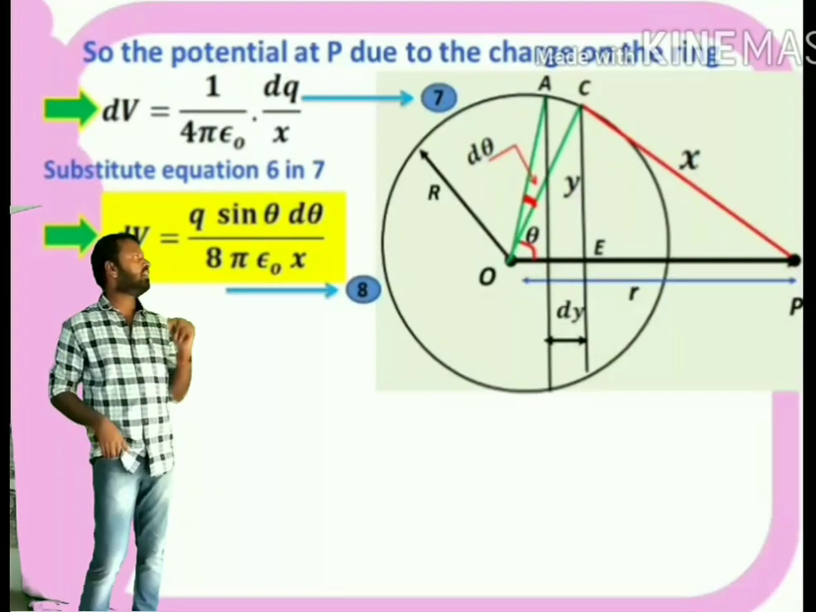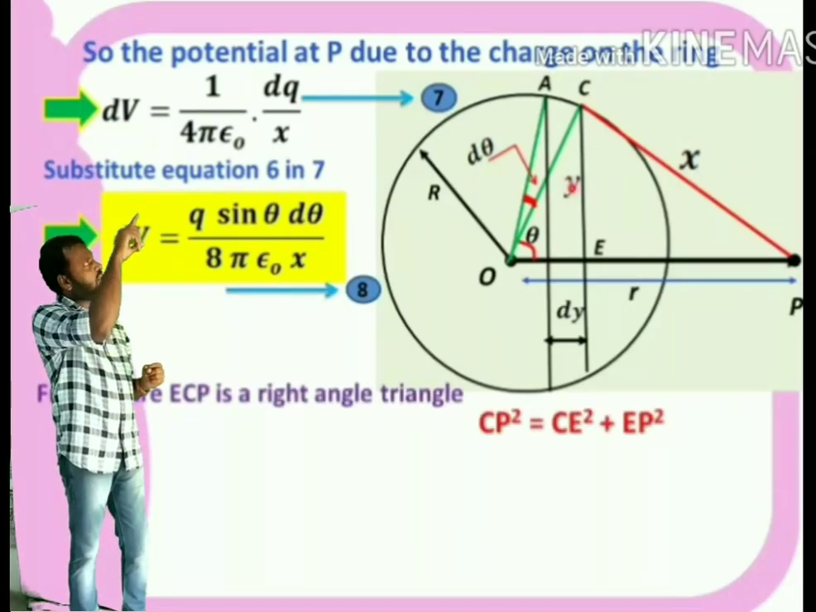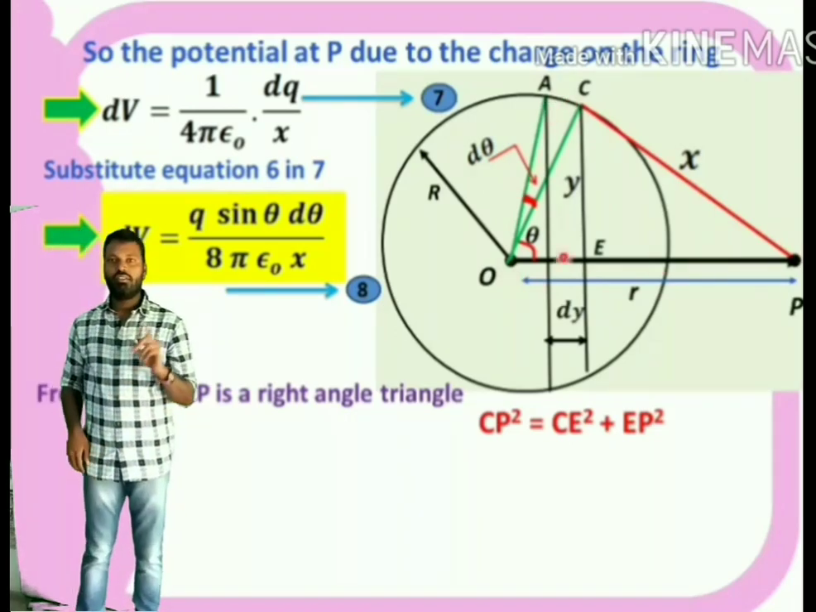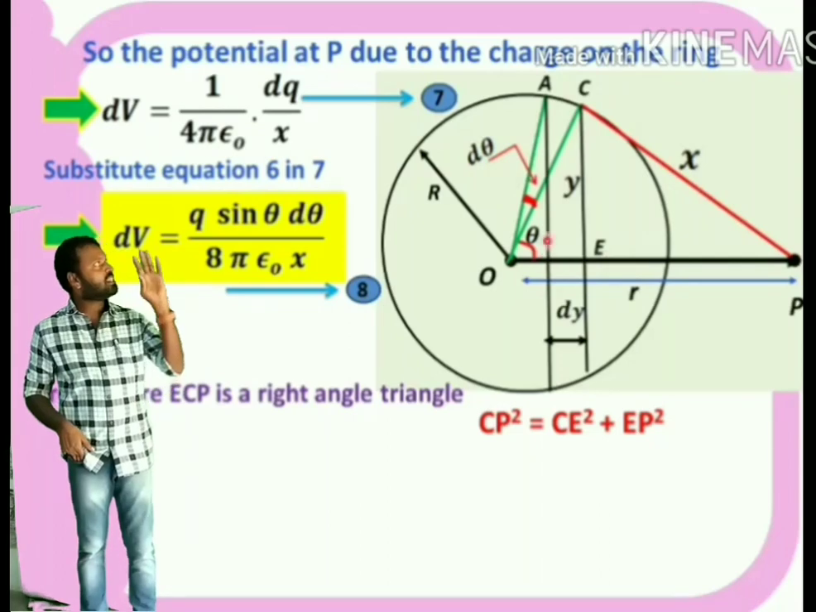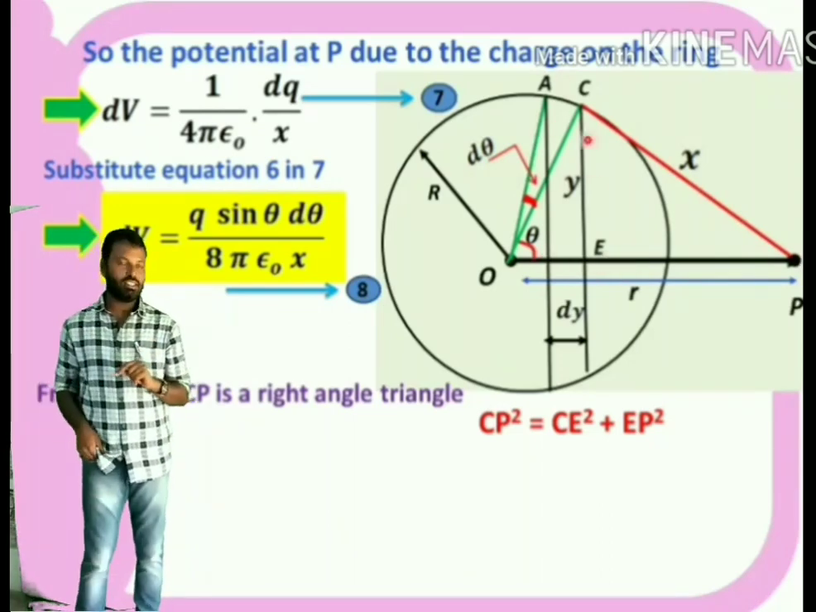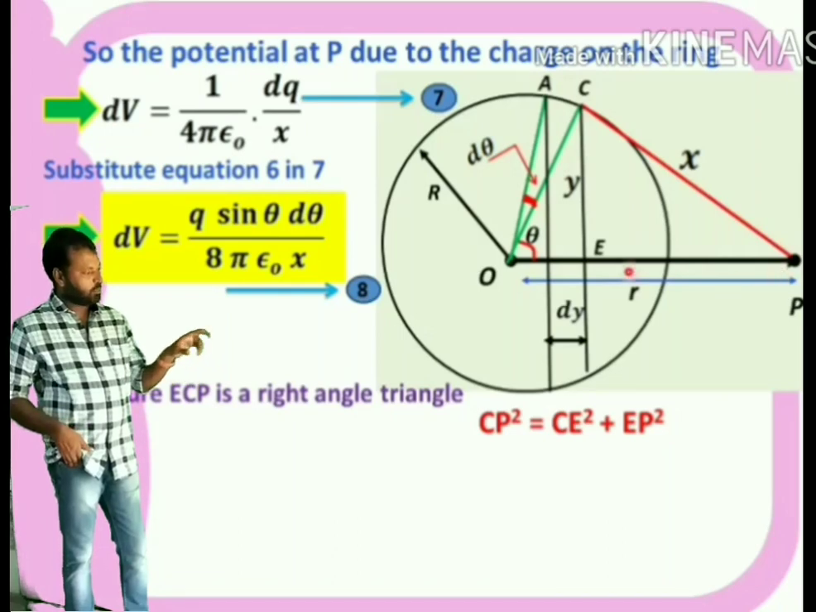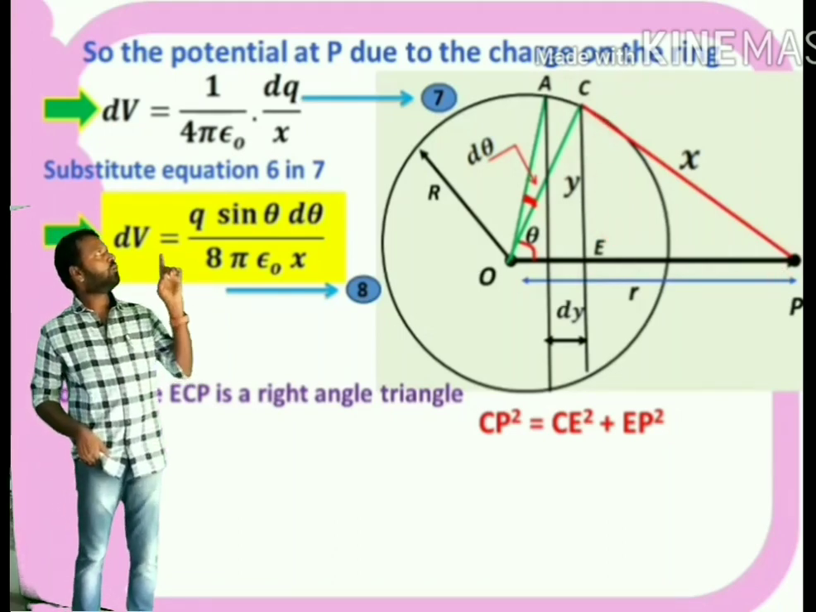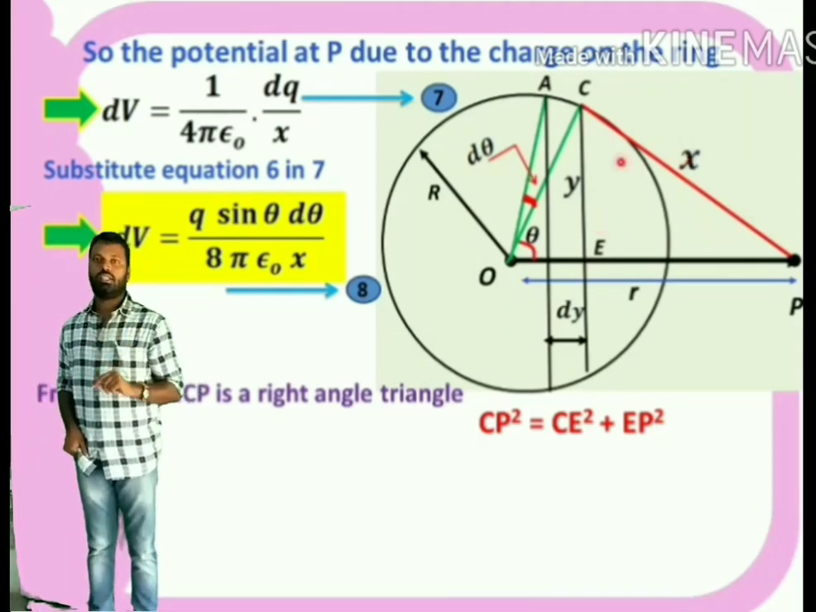Now see the figure. From the figure, triangle ECP is a right angle triangle. From the right angle triangle, hypotenuse square, that means CP square, is equal to EP square plus CE square. So CP square is equal to CE square plus EP square.